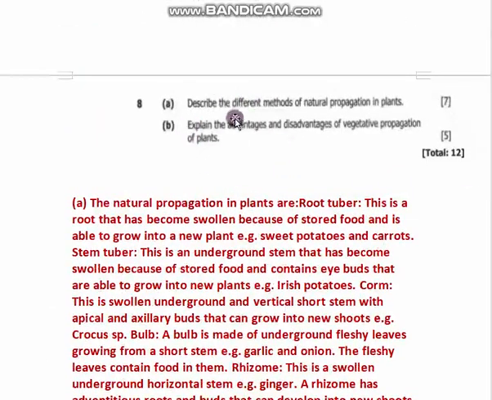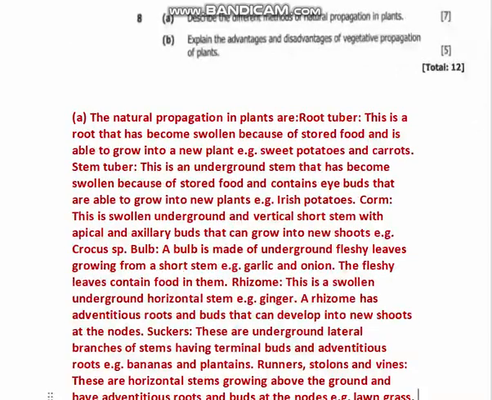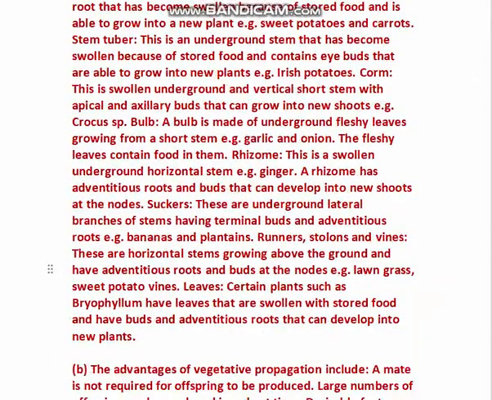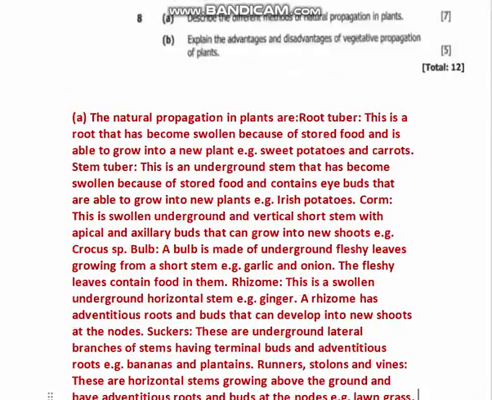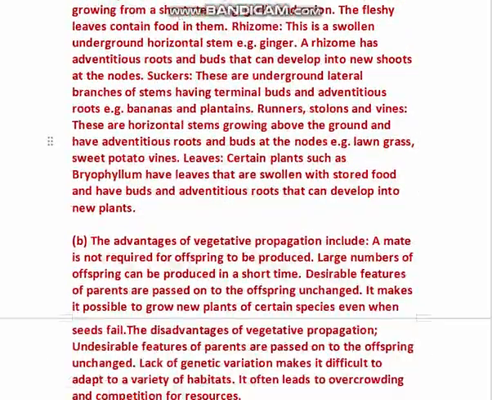Question B, they're saying explain the advantage and the disadvantage of vegetative propagation of plants, which is 5 marks. So what you should understand is that you write the disadvantages on their own and you write the advantages on their own. That is what you need to do. So as for me, I started with the advantages.